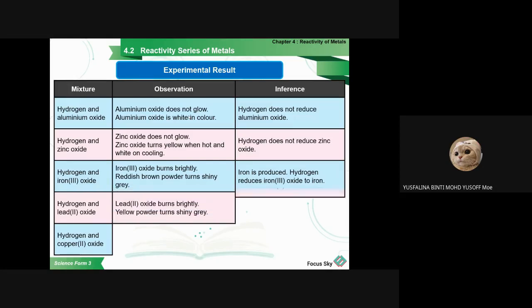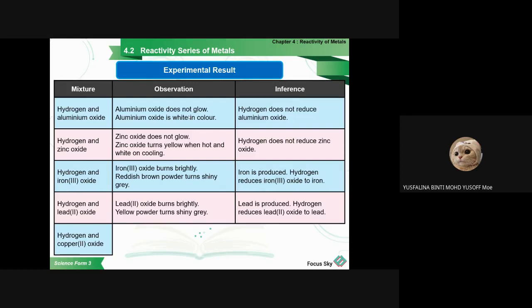And the next one is hydrogen and lead. Lead oxide burns brightly. The yellow powder turns shiny gray. So lead is produced. Hydrogen reduces lead oxide to lead. There is a reaction, which means hydrogen is more reactive than lead. Or plumbum. Sometimes we call it plumbum.